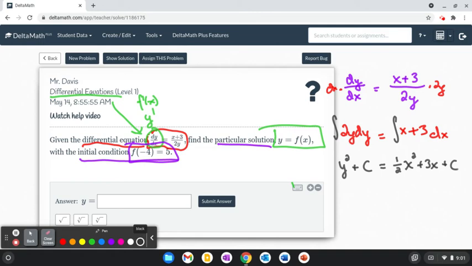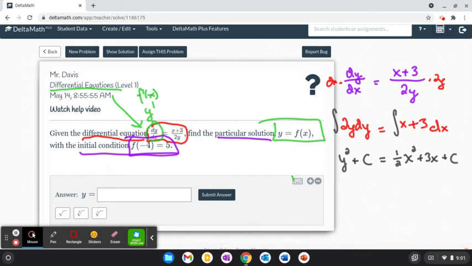Now that c, really we shouldn't actually call a c in both because they're different constants. So sometimes you'll see like a k. Let's go ahead and do that. Let's just call this one k right now. Okay, because it's a different constant. So that c is a constant, that k is a constant.